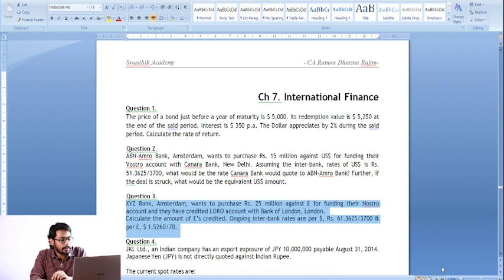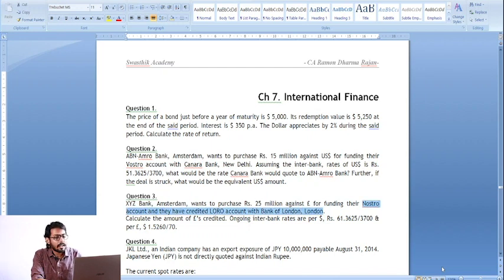XYZ Bank Amsterdam wants to purchase 25 million rupees against pound for funding their Nostro account, and they have credited the Loro account with Bank of London, because they want to fund their Nostro account through their Loro account. Calculate the amount of pounds credited.